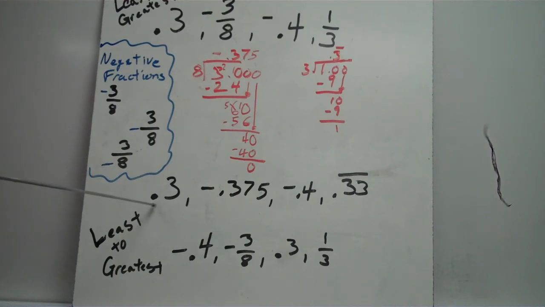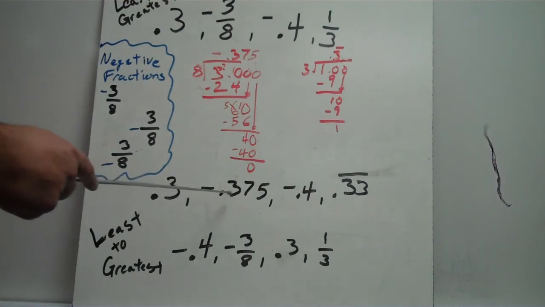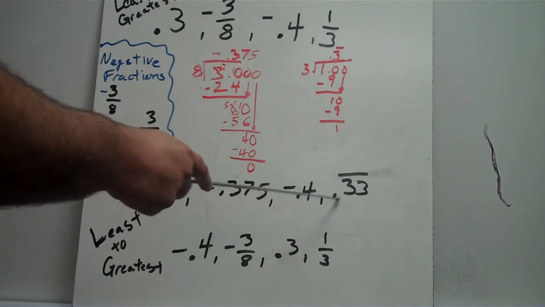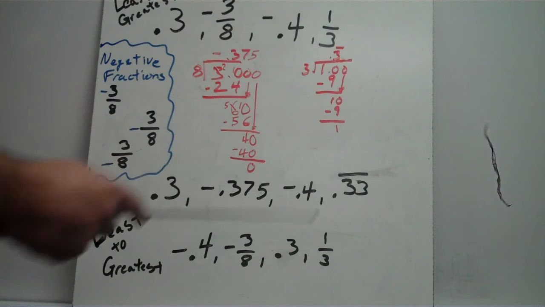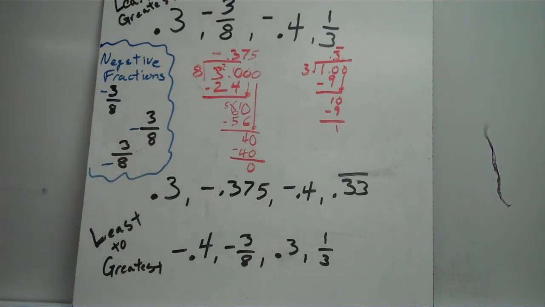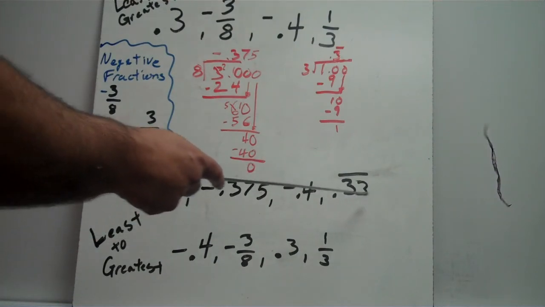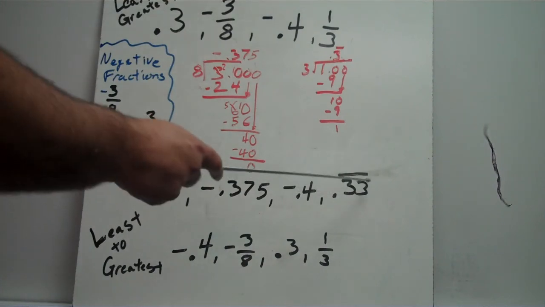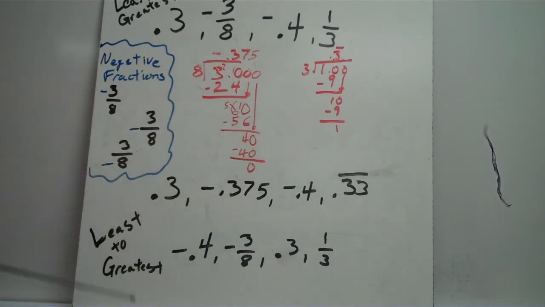what I then did is I wrote all of my decimal numbers down here so I can order them a little easier. Okay, so I have 3/10, negative 3.75, negative 0.4, and then negative 0.33. And I did that for a reason. The reason why I put negative 0.33, remember we can put one 3, we can put many 3's, but it's the 3 that keeps repeating.